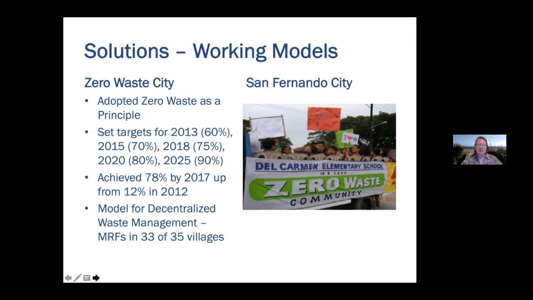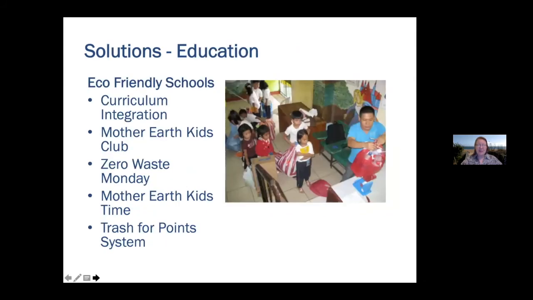35 villages. Some of their approaches to zero waste solutions includes education through eco-friendly schools, where the curriculum is integrated with zero waste. They have Mother Earth Kids Clubs, Zero Waste Monday, and a trash point system.